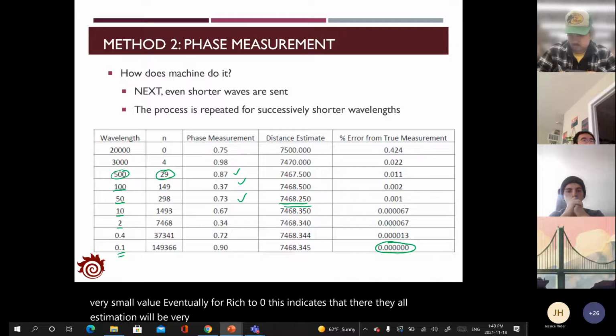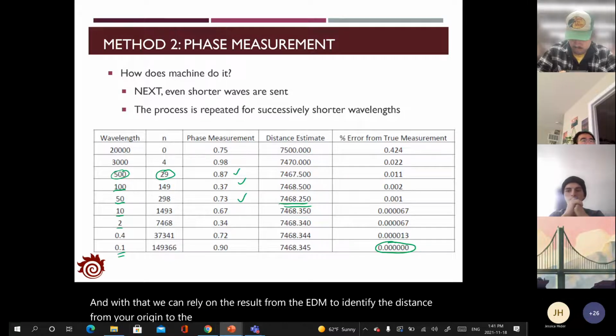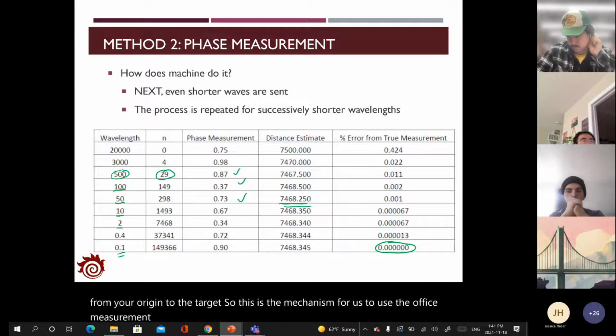This indicates that your estimation will be very accurate. And with that, we can rely on the result from the EDM to identify the distance from your origin to your target. So this is the mechanism for us to use the phase measurement to conduct the distance measurement between 2 points with the electrical distance measurement tools.